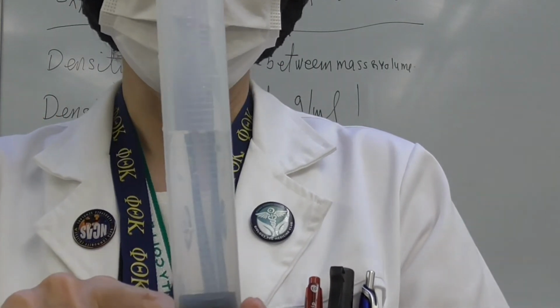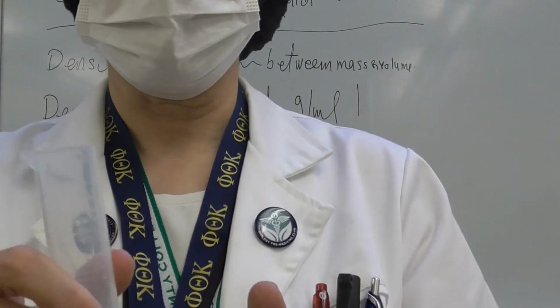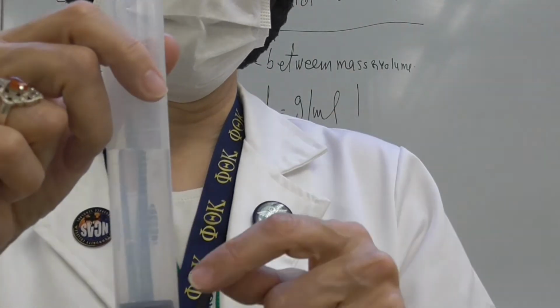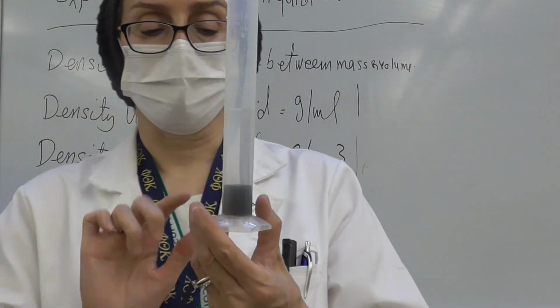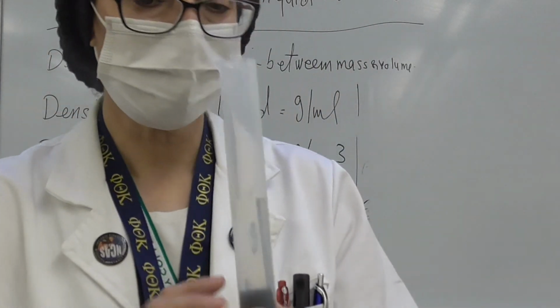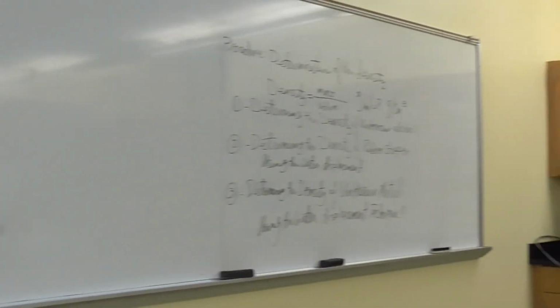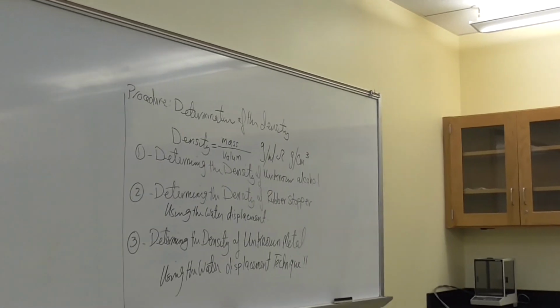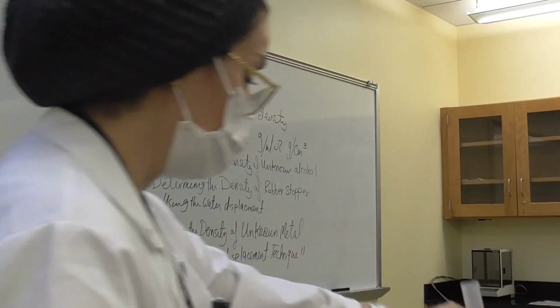It's been weighed before, and it is 9.05. So we again divide the mass of the rubber stopper by the volume, which is 7. This will give me the density of this rubber stopper. So this is the technique called water displacement. And we're going to do the same thing for the third part of this experiment, which is the determination of the density of the piece of metal.